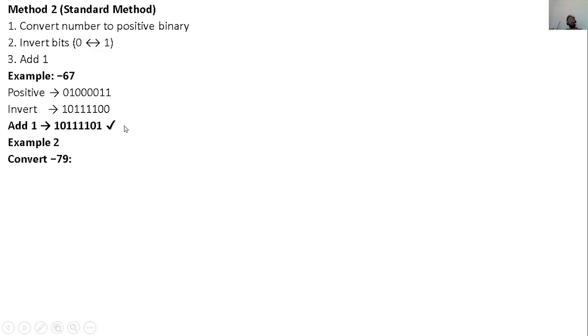1 1 1 0 1. So this is our final 2's complement number. If we consider minus 128 here and add the rest of the ones to that number, we will get minus 67 as the result.